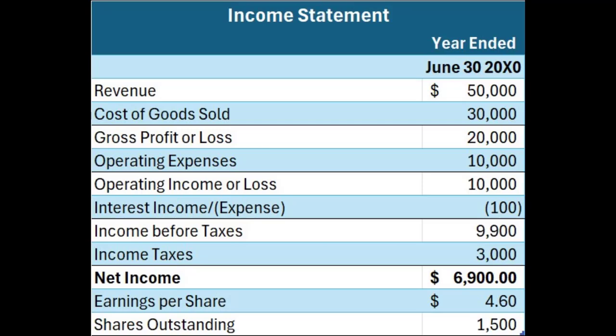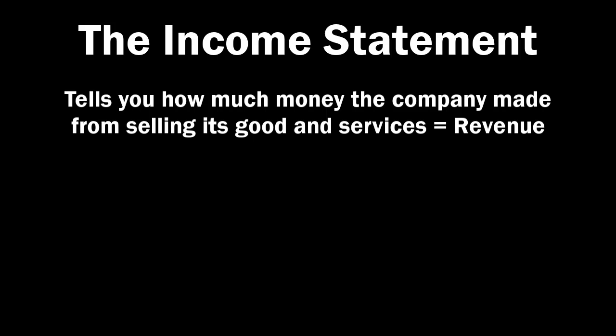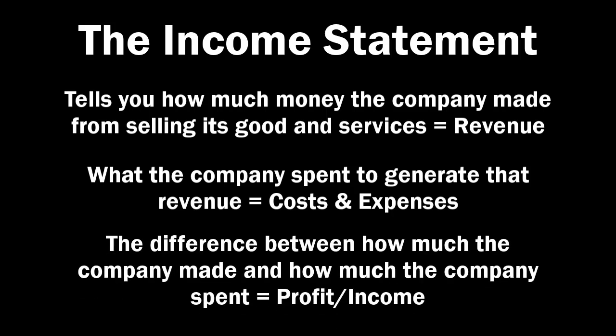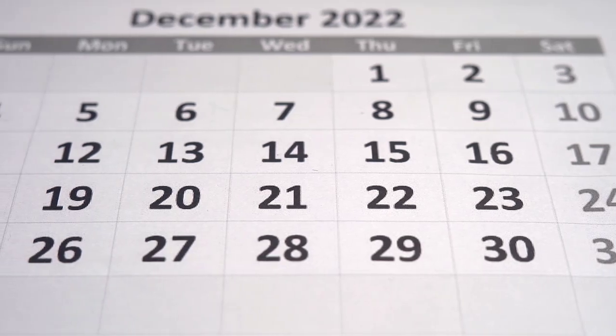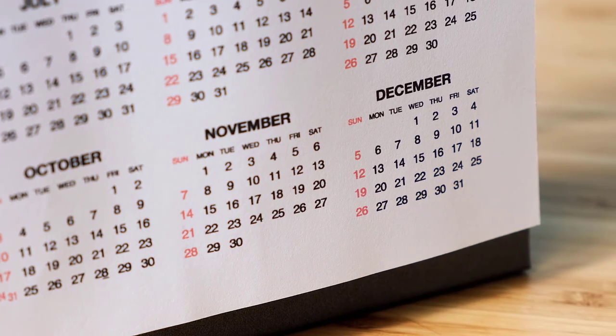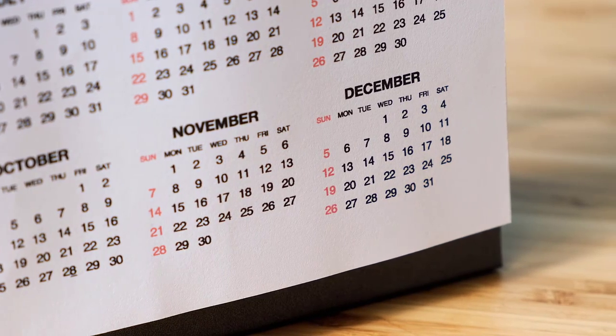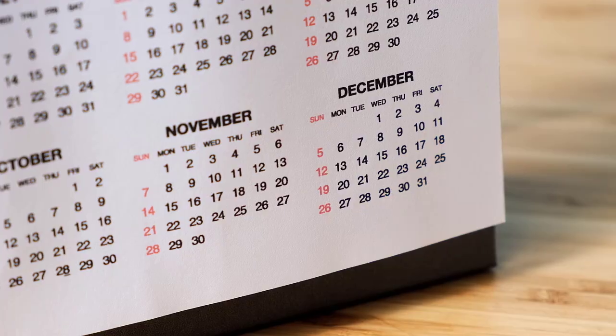Next, we have the income statement, which will usually look something like this. It tells you how much money the company made from selling its goods and services. This is called revenue. What the company spent to generate that revenue, this is called costs and expenses, and the difference between how much the company made and how much the company spent, this is called profit or income. An income statement will cover a period of time. For example, a quarterly income statement might record the revenues, expenses, and profits generated from the 1st of January to the 31st of March.